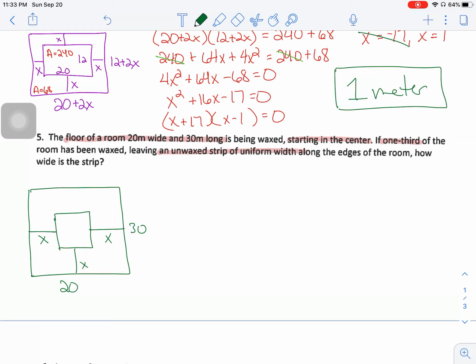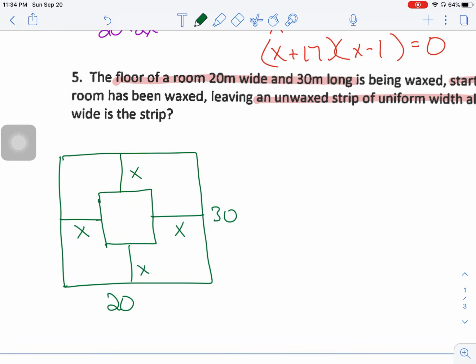This is another place where you want to be careful that you're not making the 20 by 30 the littler rectangle and the outside part the waxed part. That would be like waxing the walls, possibly the doorway. Not what you want to do. So let's cut into the little rectangle here. This would be 20 minus 2x, and this is 30 minus 2x.